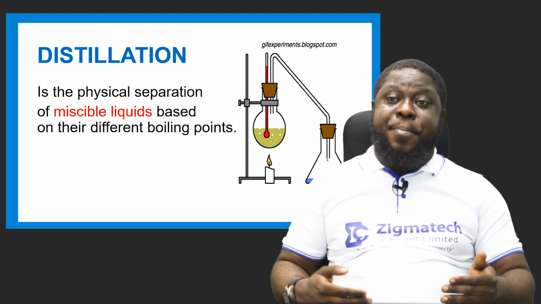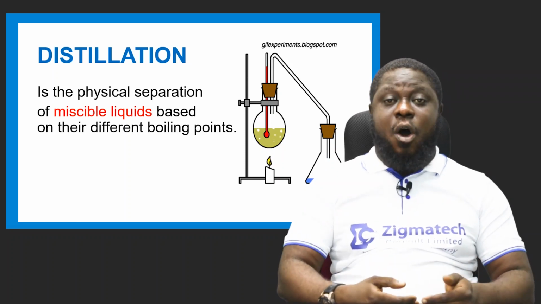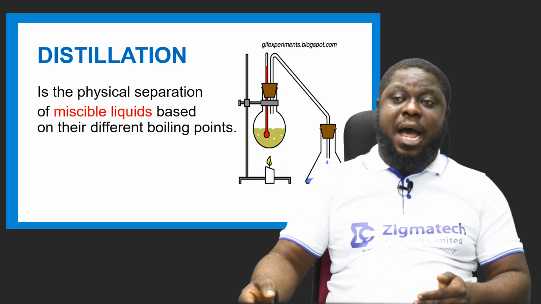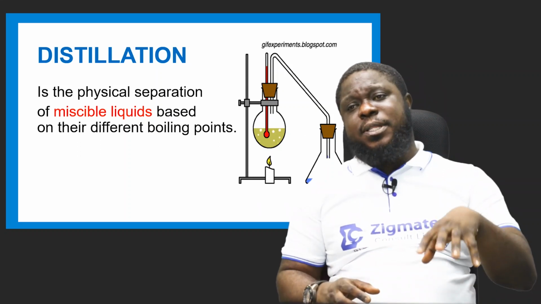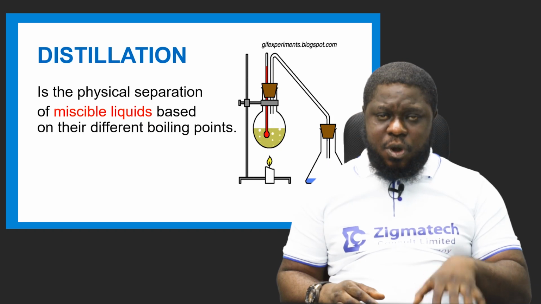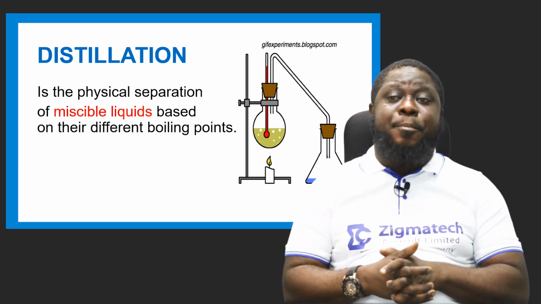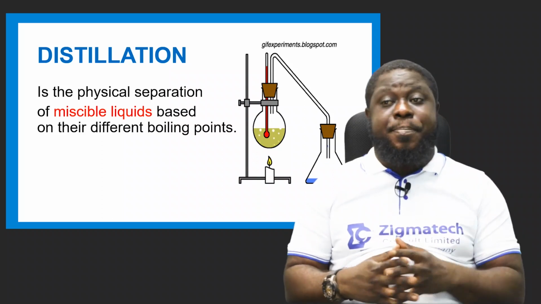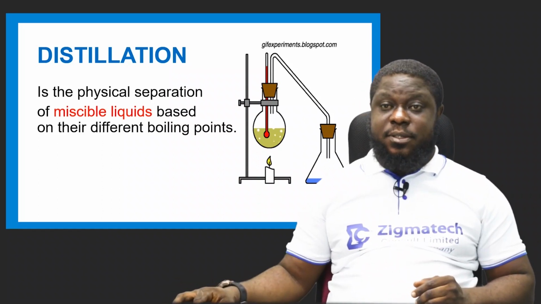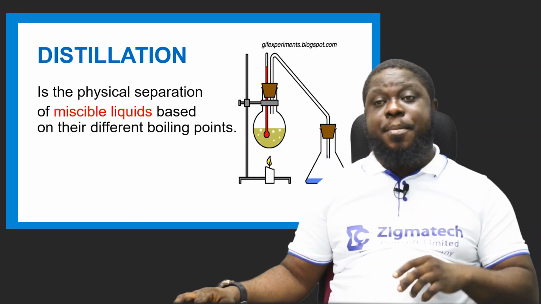You've separated them based on their boiling points. When it gets to 70 degrees, the ethanol will leave the water and go into the flask, while the water will remain inside the container. Two liquids that can mix, you separate them by their boiling points.